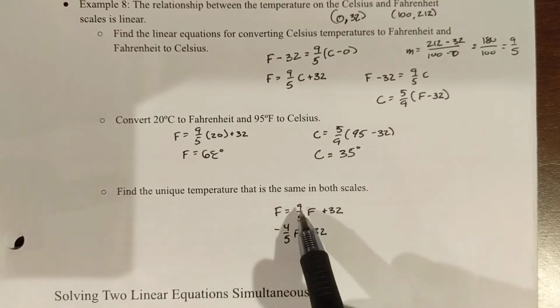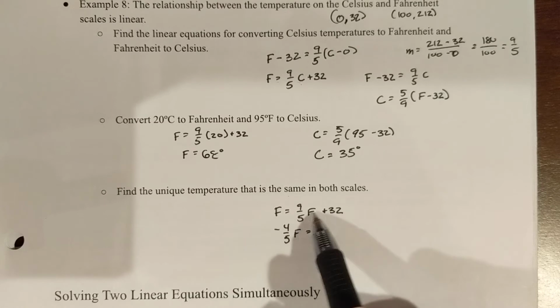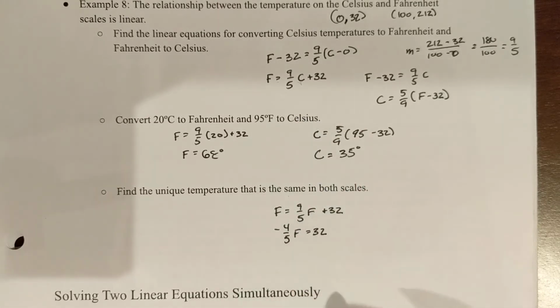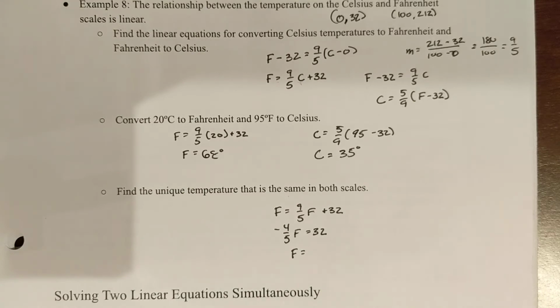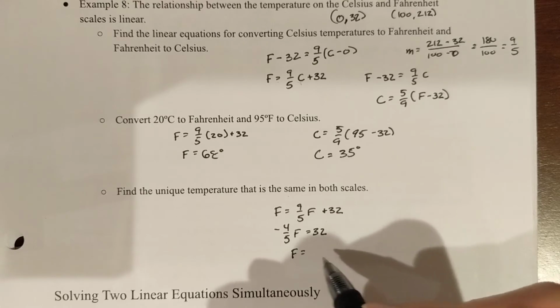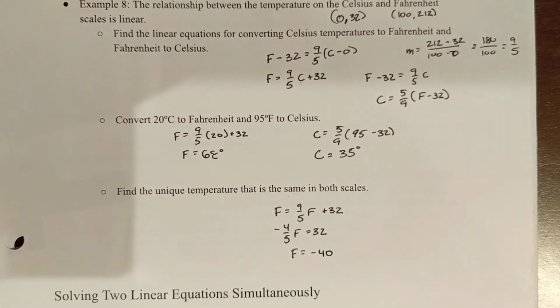And so it's the same in both scales, meaning that f and c are interchangeable, so I can just switch that c to become an f. And then divide both sides by negative 4/5, so 32 divided by negative 4/5 is negative 40 degrees.